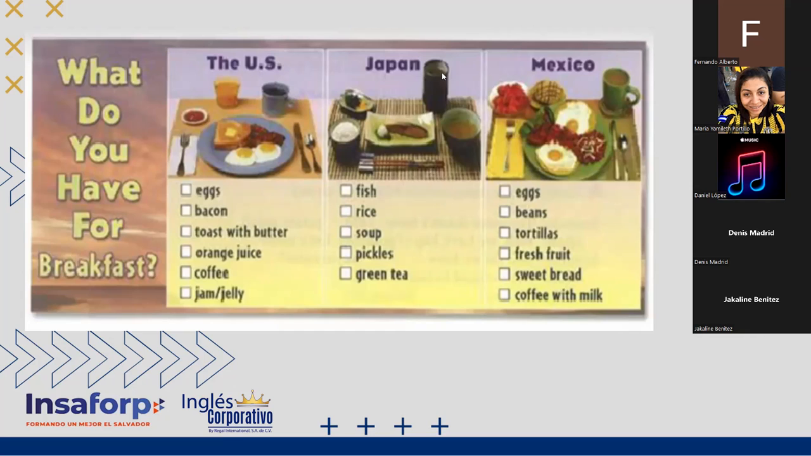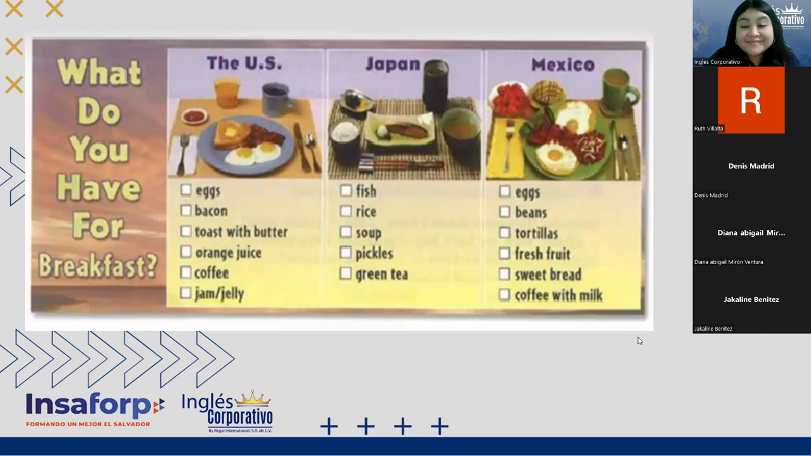Teacher, justamente me está saliendo la reunión. Llame. Otro momento, perdón. Okay.